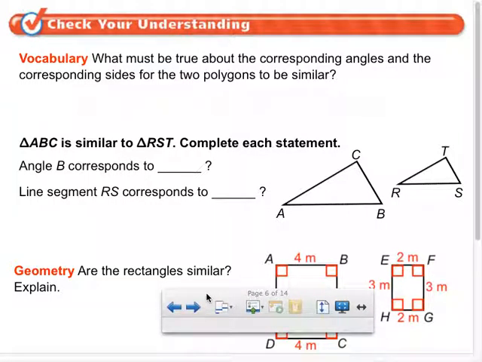Let's take a look. Closing. We're almost done. What must be true about corresponding angles and corresponding sides for two polygons to be similar? Remember, if they're similar, they're the same shape, different size, right? So what do we know about corresponding angles? So when we match up the angles, what do we know about the angles between two similar shapes? You guys remember?